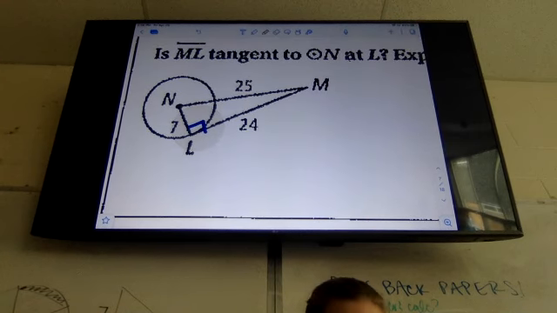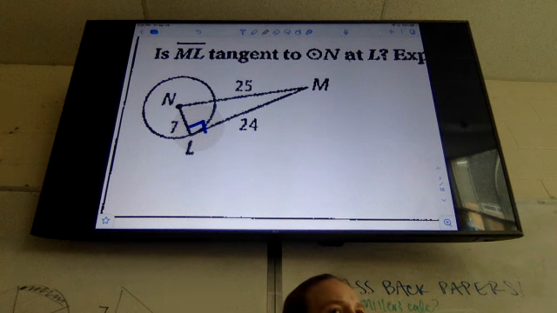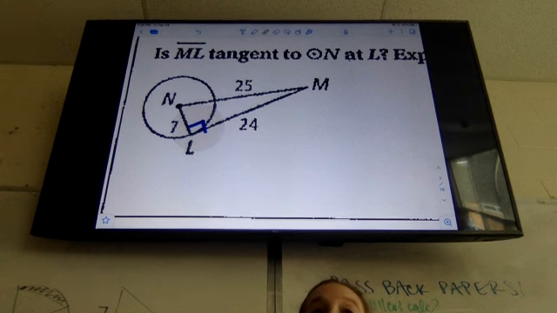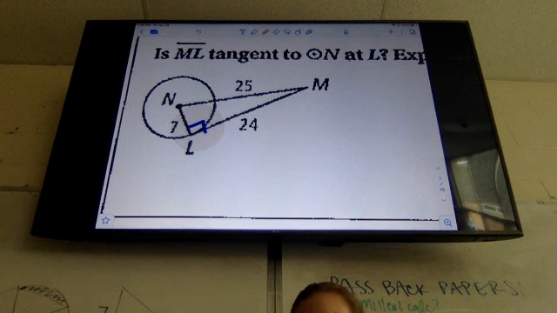30, 60, 90? Not necessarily. We don't know any other angles. What do we do when we only have sides? Pythagorean theorem. Now, we normally do that when we're missing a side. We're not missing any sides.